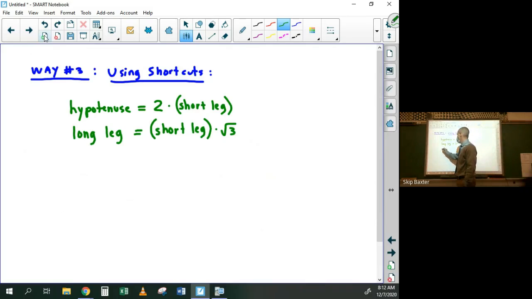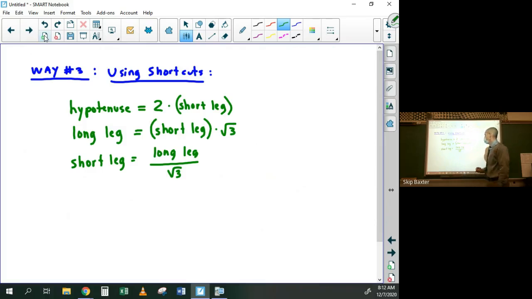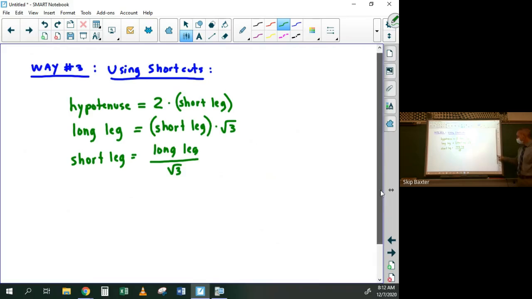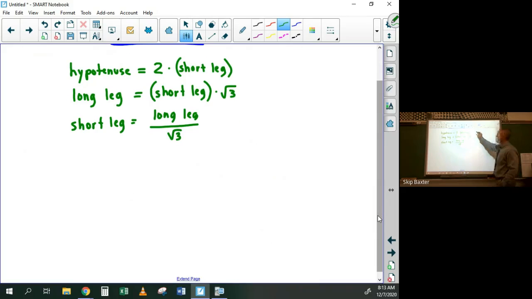And the short leg is the long leg divided by radical 3. Those are the shortcuts. So let's think about this.